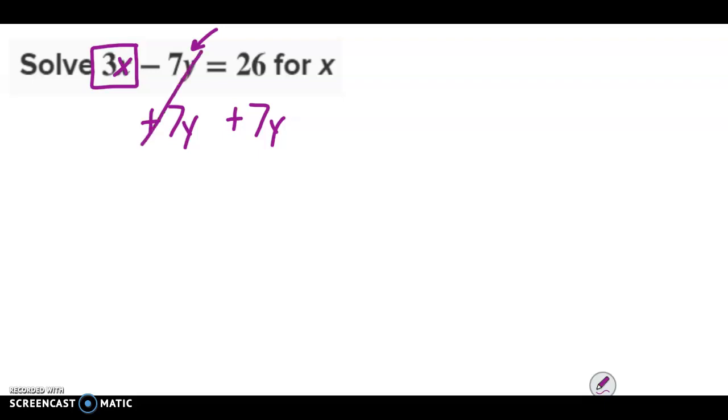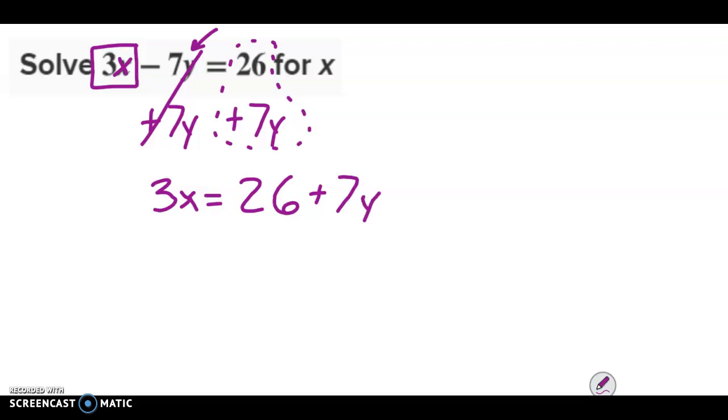So adding the 7y to the left-hand side will cancel it out. I've got 3x on the left. And again, you cannot combine these two. They are just going to stay as is. 26 plus 7y. That's all you can do.